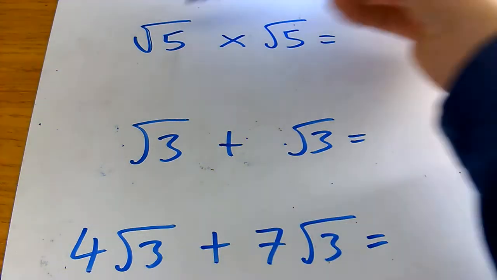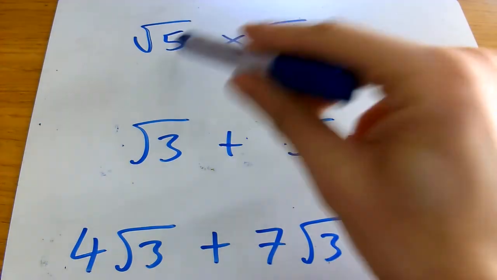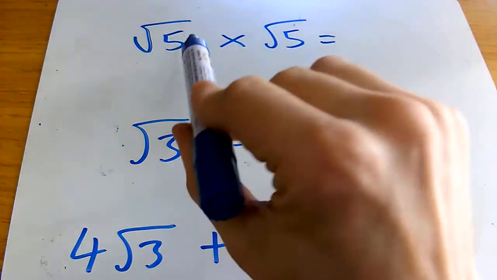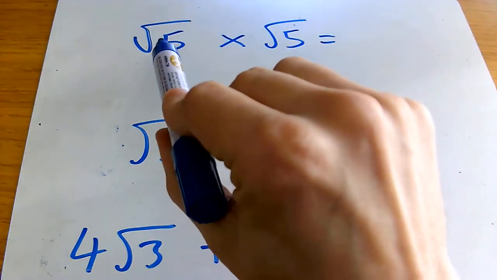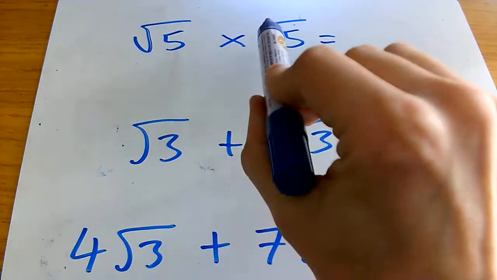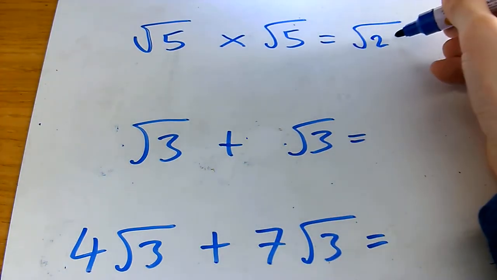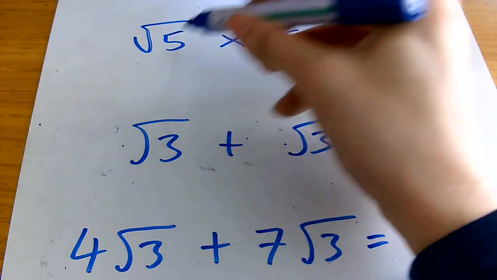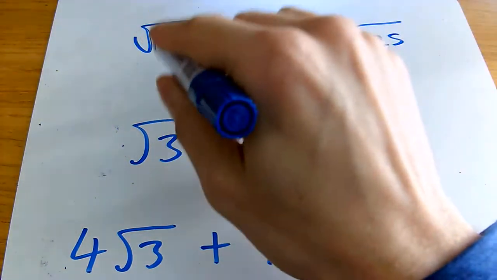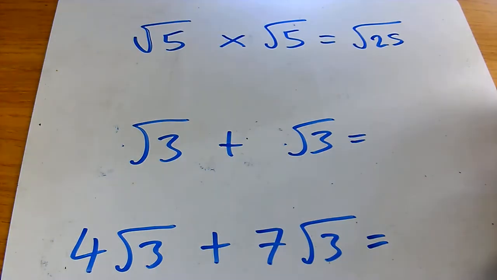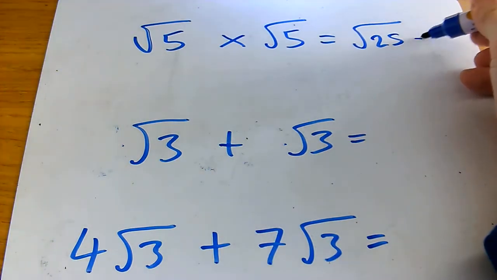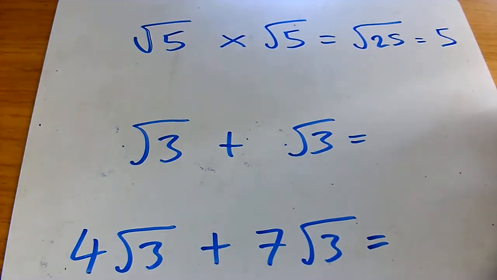So here we've got two surds being multiplied together, root 5 multiplied by root 5. When you're multiplying surds, you can multiply the numbers inside and leave those in a square root. So you could get this as the answer. 5 multiplied by 5 is 25, so therefore root 5 times root 5 is root 25. But also, of course, the square root of 25 is just 5.